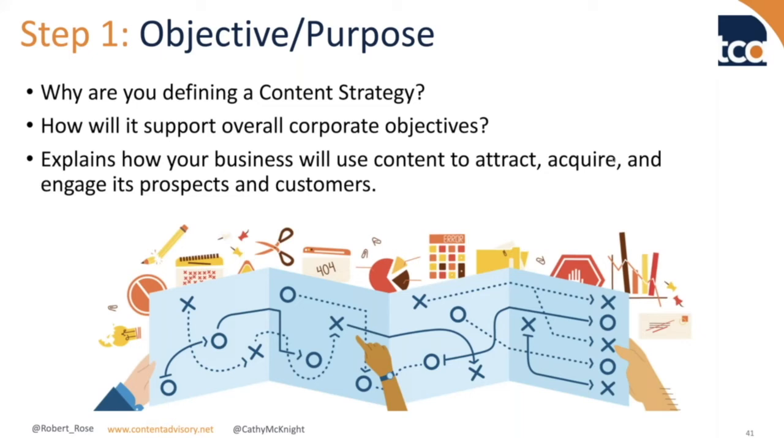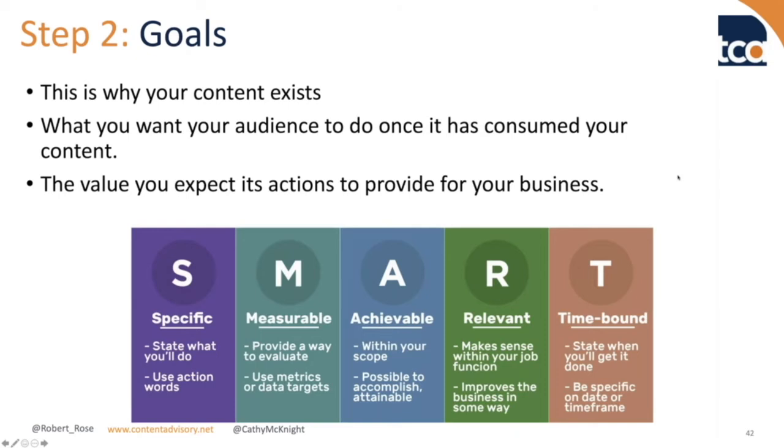This is how you explain your business, how you use content to do things like attract and acquire and engage prospects and customers and really build the business. And then for step 2, you move on to setting your goals. Next slide. This is why your content exists. Think about the goals that have been set, whether it's sales goals, audience or customer satisfaction. What does success look like? So what are your KPIs, key performance indicators? Are you looking to increase subscribers? Are you looking to better your conversion rate or email response rate?